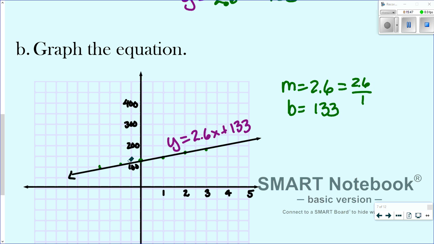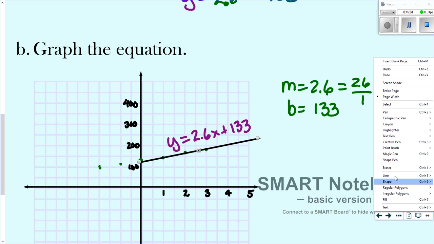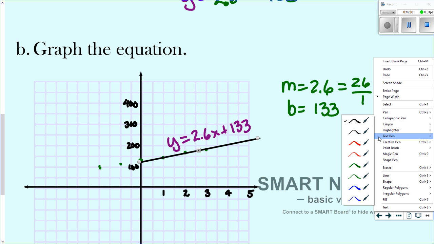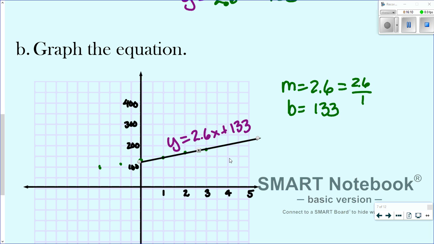And actually, I'm going to erase this one. I'm just going to have my line start at 133 instead of over there. The reason I'm doing that is that since that was our starting point, I'm going to leave it over here. So the graph will look like this.